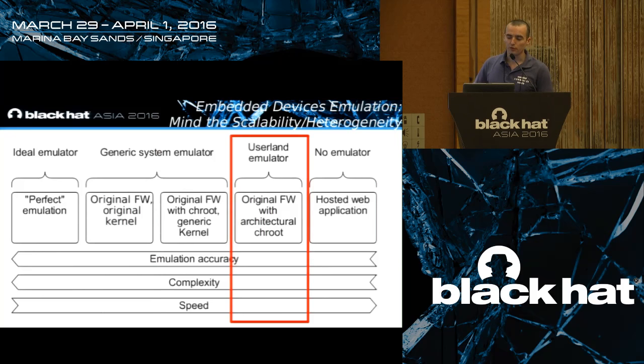Then there's also the possibility of user land emulation, or what is called the architectural chroot, where you take the original firmware, but you don't execute it in an emulator per se, but you use user land emulation. For example, you can run ARM or MIPS binaries on x86 by using a feature of the Linux kernel and supplying QEMU-user-ARM or QEMU-user-MIPS as an intermediate translator of the CPU architectures. So basically, you can execute the firmware without actually needing an ARM or MIPS kernel. It will execute inside the x86 kernel and will use the user land translation.